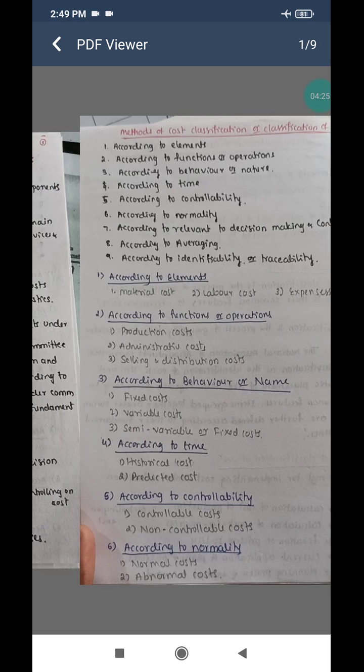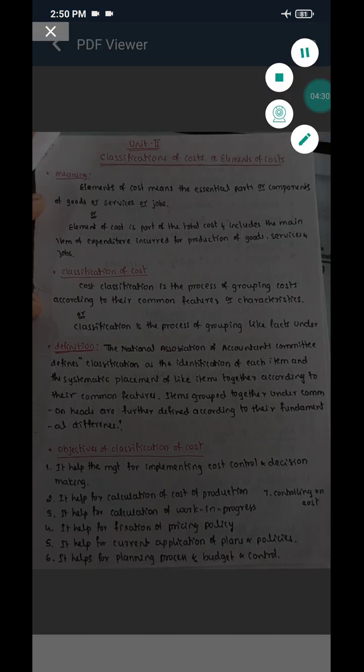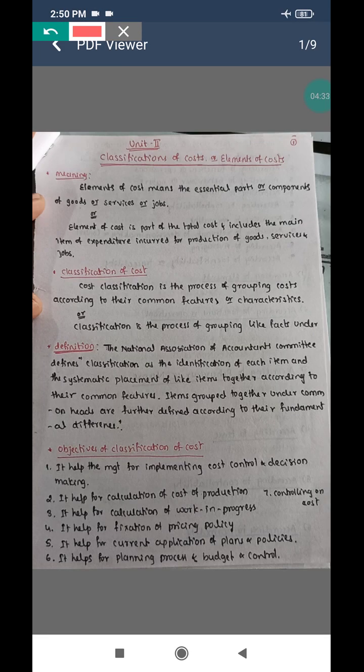See here, what is the meaning? First comes, what is an element of cost. Cost means the essential part or component of goods or services or a job. Element of cost, what does it mean, and what does classification of cost mean? Element of cost means an essential part, meaning an important part or component of goods, type of goods or type of services. Another meaning: element of cost is a part of total cost.